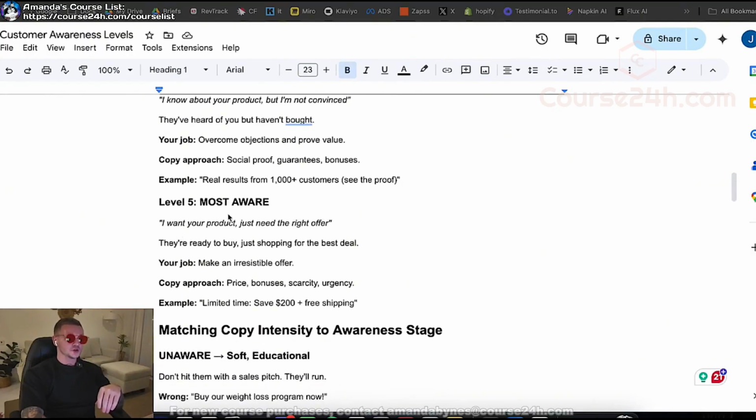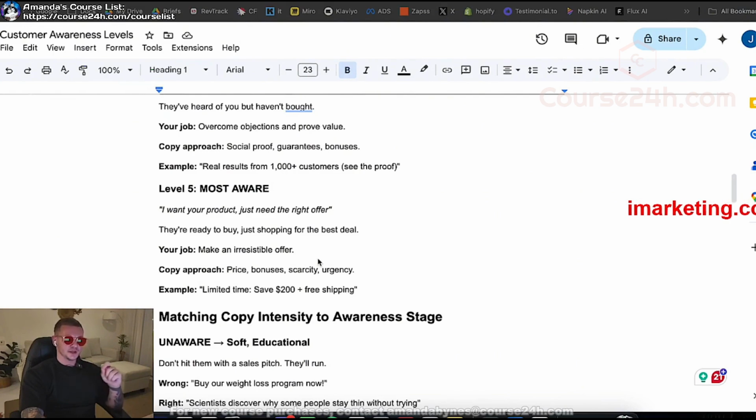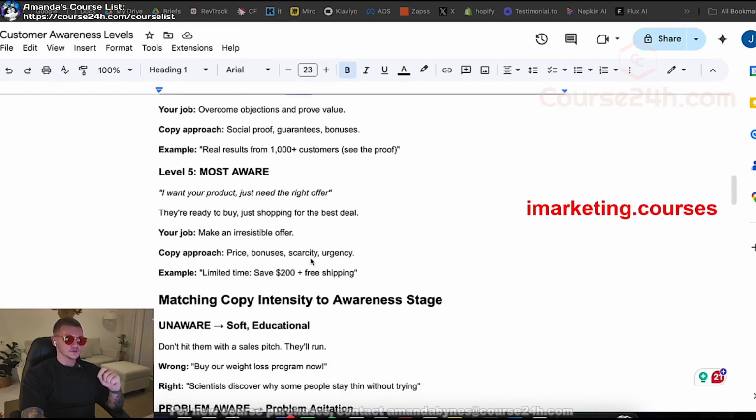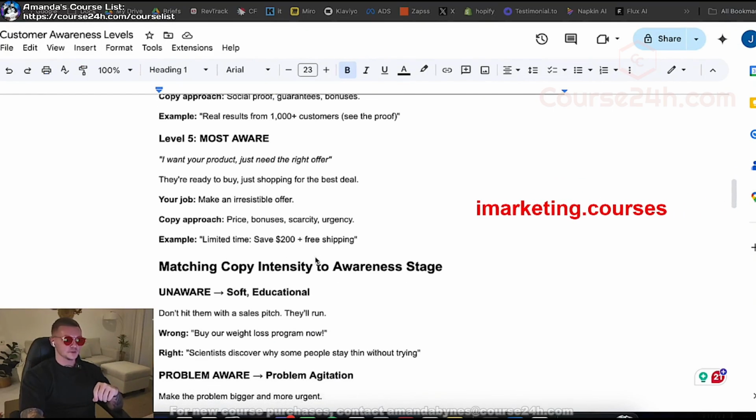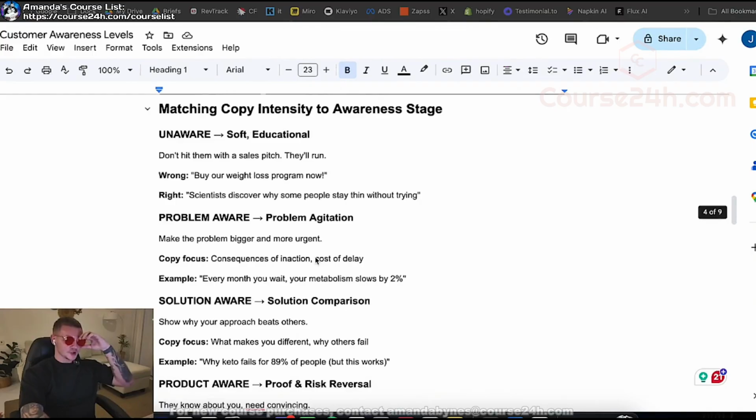Level 5, most aware. I want the product, I just need the right offer. They're ready to buy, they're just shopping for the best deal. Our job here is to make the irresistible offer: bonuses, scarcity, urgency, limited time, save $200, free shipping. Very simple. So we need to match our copy to different awareness stages.